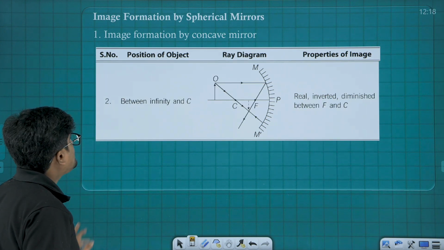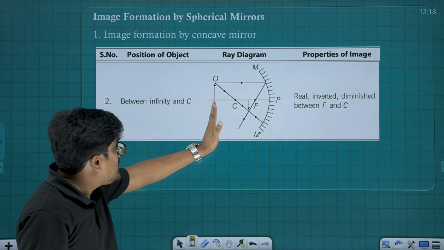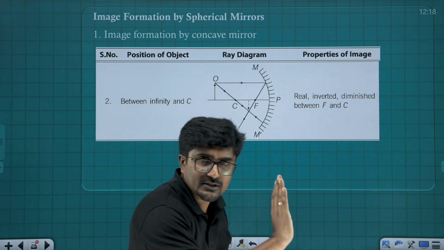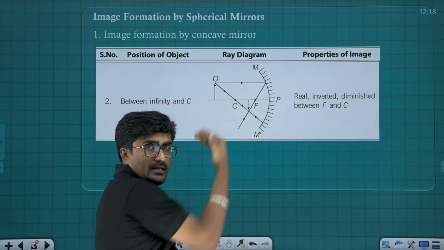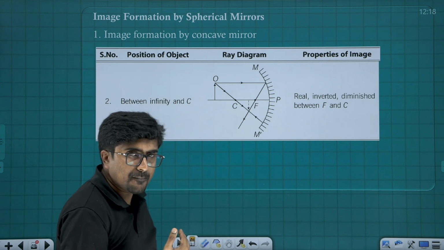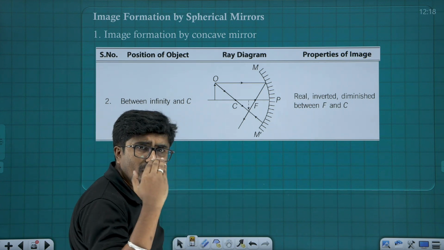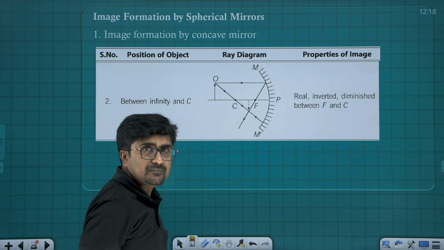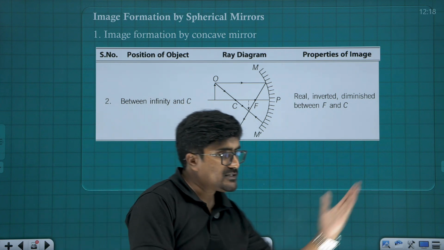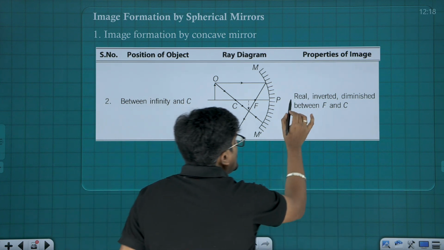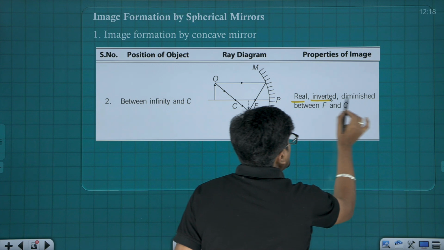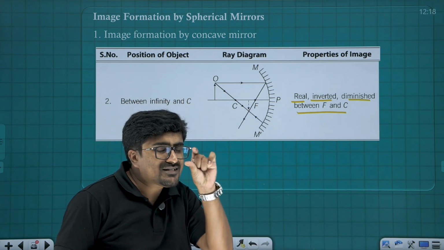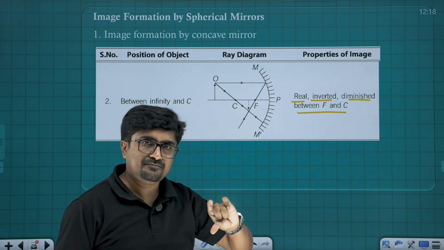Next, the object is kept behind C. That means from infinity the object moved in the forward direction and it is somewhat close to C, behind C only. Now you can see the image from F, that means from the focus, moves in the backward direction. So the object moves in the forward direction, the image moves in the backward direction. Again, the image is real, inverted and diminished. There it was very small, now here it is diminished. That means the size of the image got increased.